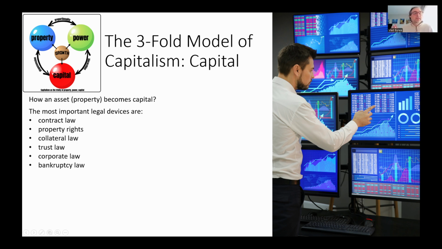Now let's see how an asset becomes capital in a little more depth. These are specifically the legal devices that are used by law to transfer assets into capital. I think there are more, but let's look at these ones. There are contract law, property rights, collateral law, trust law, corporate law, and bankruptcy law.